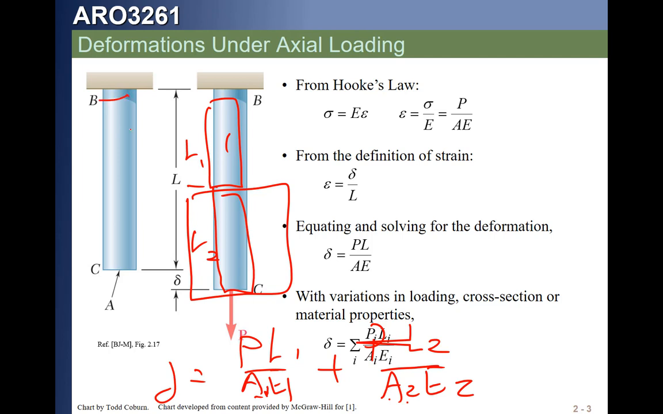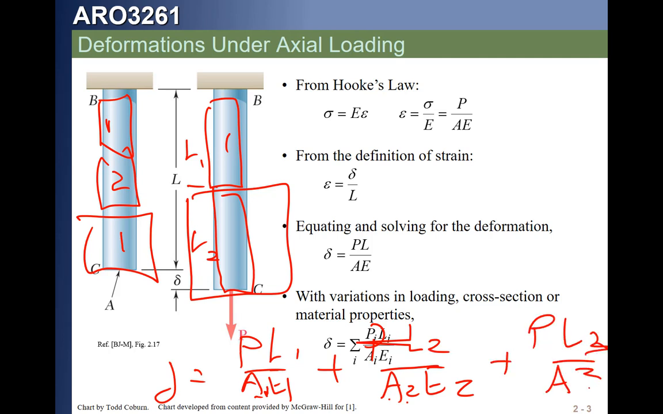If we have more pieces, 1, 2, 3, let's say this is material 1, this is material 2, and this is material 1 again, but with a different area, we would then have 3 terms. Does that make sense? These two, being different materials, would have different E, same area. These two being the same material would have the same E, but different areas. It's that simple.